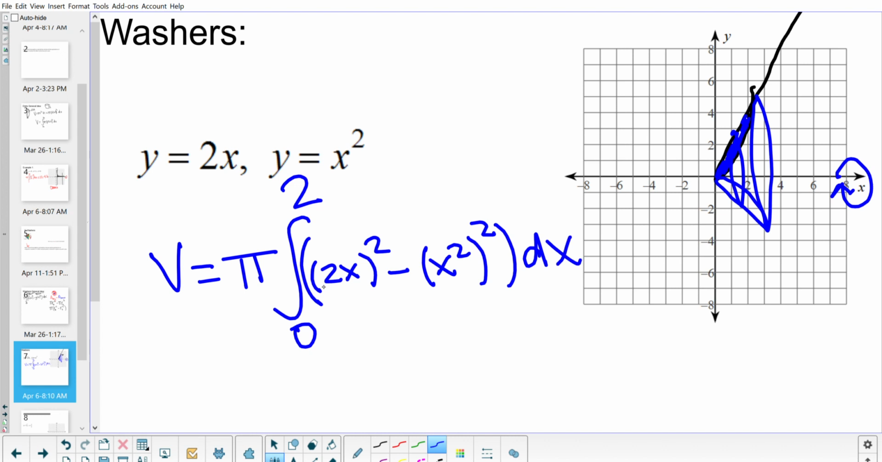Make sure you put parentheses around this when you plug it into your calculator. I'll let you do that. Go ahead, pause, do that. You should get 13.4.